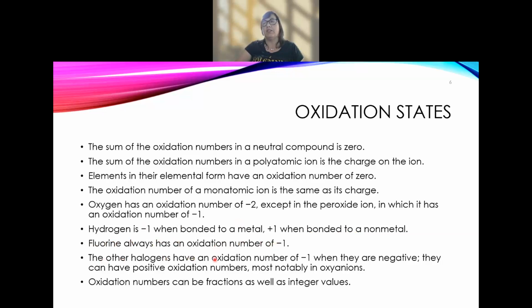Other halogens have an oxidation number of -1 when they're negative. Okay, so if they're a negative ion, they're going to be negative. But there are times when halogens occur bound to oxygens, so in oxyanions, where they're going to have a positive charge. That happens. So oxygen is always going to be -2, and that halogen may have to change because it's bound to oxygen. The oxidation numbers can be fractions as well as integer values. Okay, so there is the ability for us to have a fractional oxidation number. That's something we need to be able to deal with. Okay, just like we did when we were talking about balancing equations, we can have the same thing here. All right.